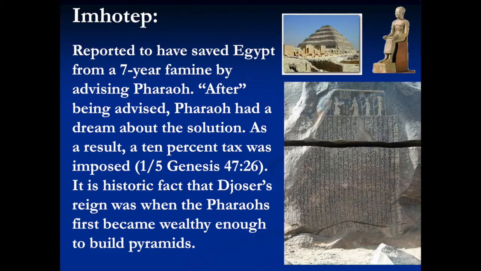After being advised, Pharaoh had a dream about the solution. As a result, a 10% tax was imposed. So it says 1/5 in Genesis. So it's obviously not the same guy, right? We got an error there.